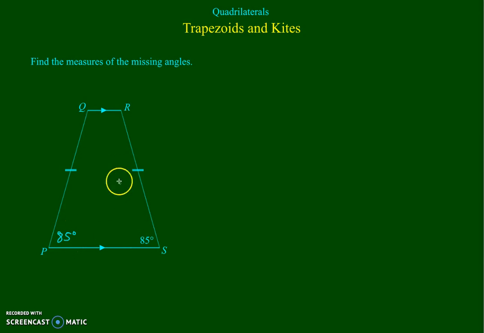And we know that the consecutive angles are supplementary. So this angle has to be 95. And these base angles are congruent, so that angle has to be 95 as well. So that was just a quick basic example of the properties of isosceles trapezoids. Let's go ahead and move on to the next section.